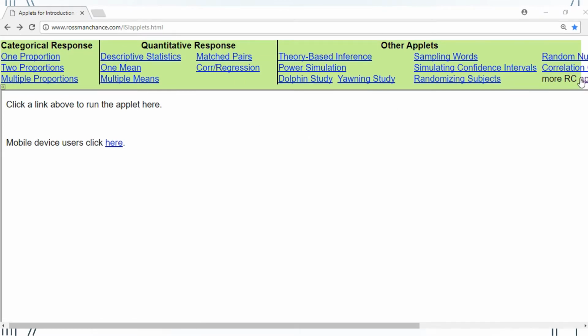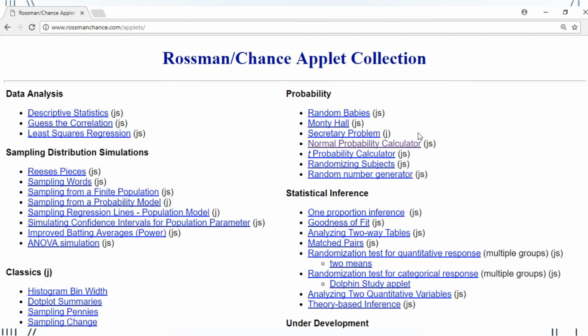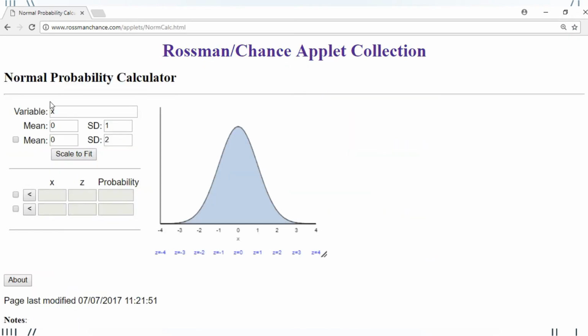Let's go to More RC Applets to get to the normal probability calculator. Fourth down under Probability. If we are simulating the null distribution, or using our normal probability calculator to assume the normal distribution for the null, then our mean would be at the null value, 0.5, with standard deviation 0.0533, which we just calculated. Let's scale that to fit.